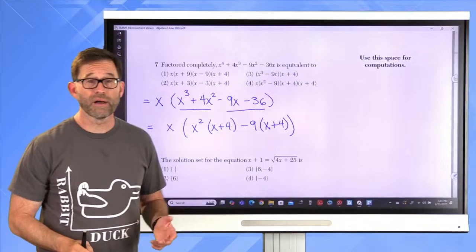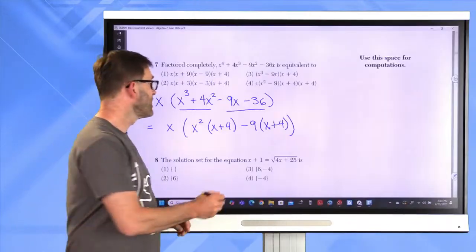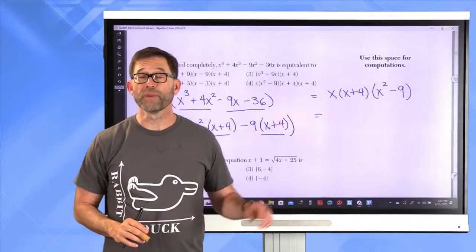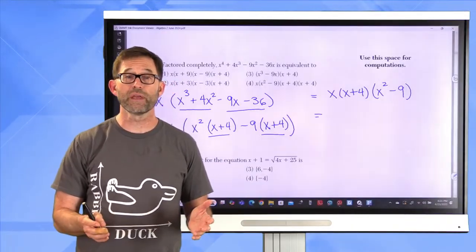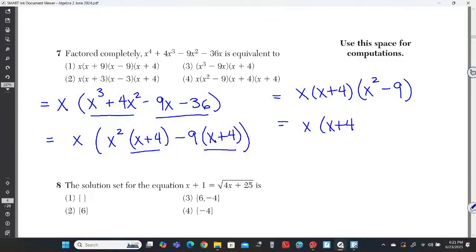See, I could factor out a positive 9, but if I did that, then I wouldn't have an x plus 4 sitting there. And I need that, because I can now take my x plus 4 and factor it out, and all of this becomes x times x plus 4 times x squared minus 9. Now the last piece here is that my x squared minus 9 can be factored as the difference of perfect squares. I can factor it as x plus 3 times x minus 3. So I'll now have x times x plus 4 times x plus 3 times x minus 3. And that is choice number 2.